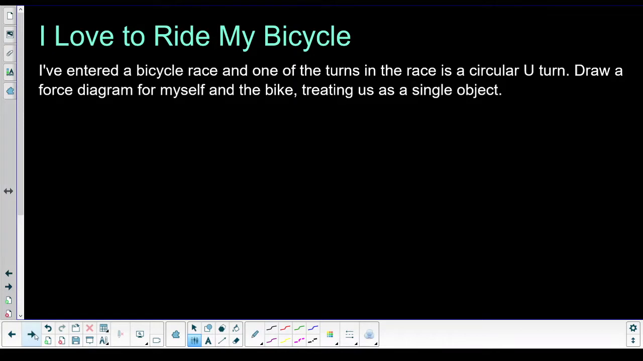I'm not trying to make you all bicycle lovers, but it would be cooler if you were. So the problem we're going to look at first is I've entered a bicycle race, and one of the turns of the race is a circular U-turn. So kind of picture this. Here's the inside of the track. And then here's the outside of the track.